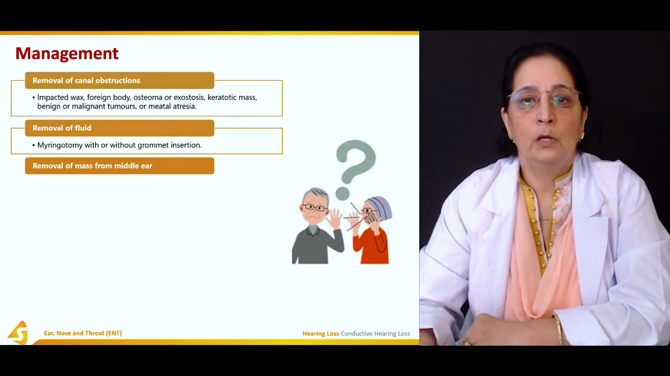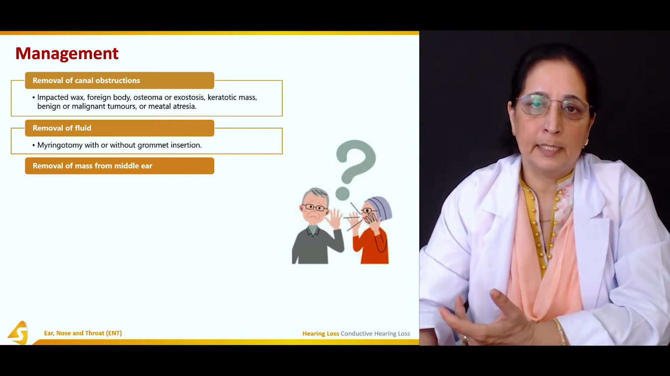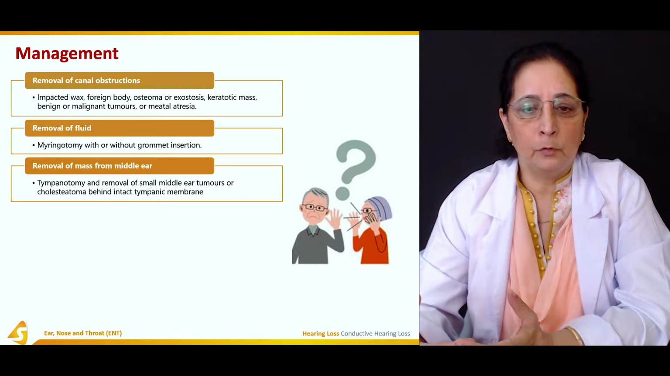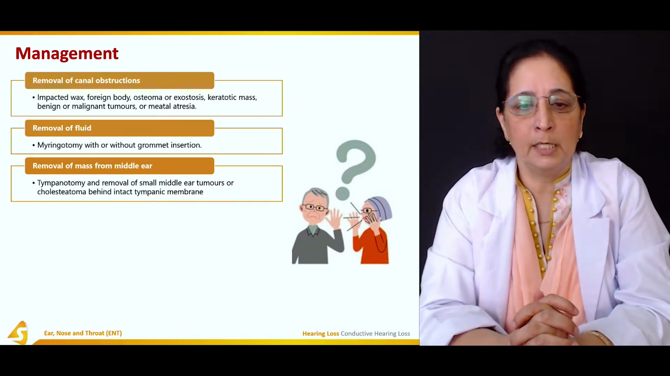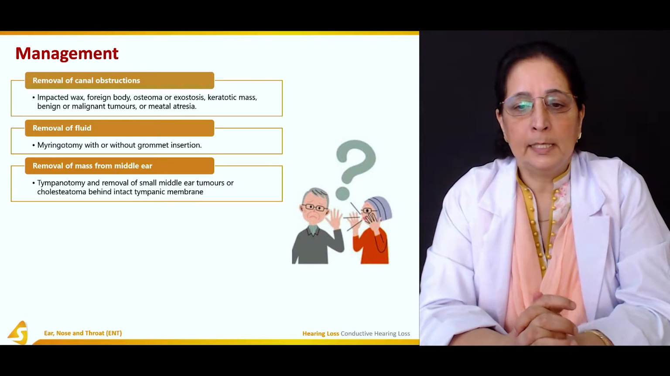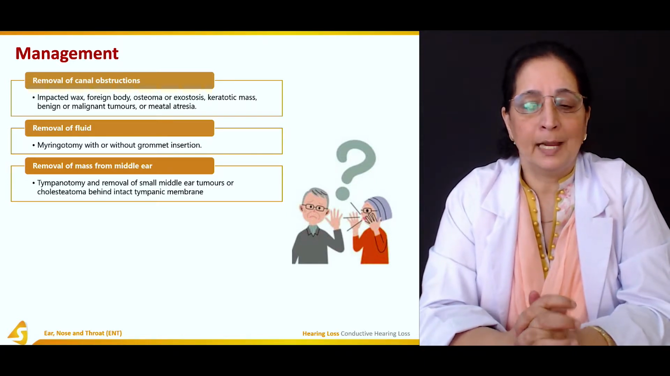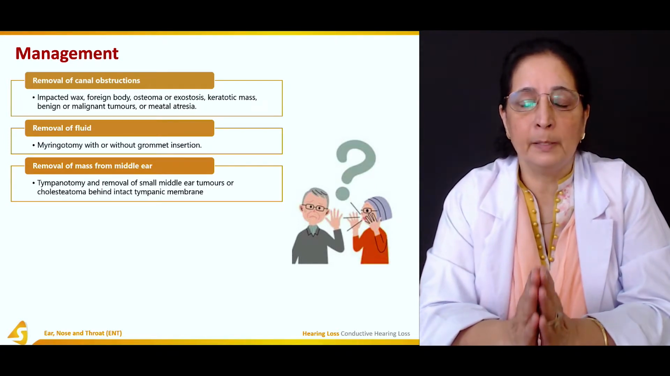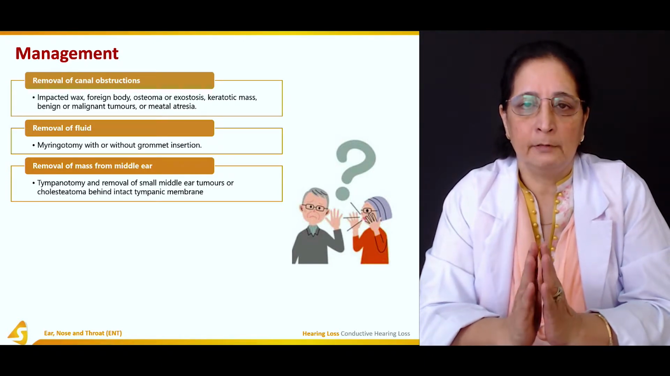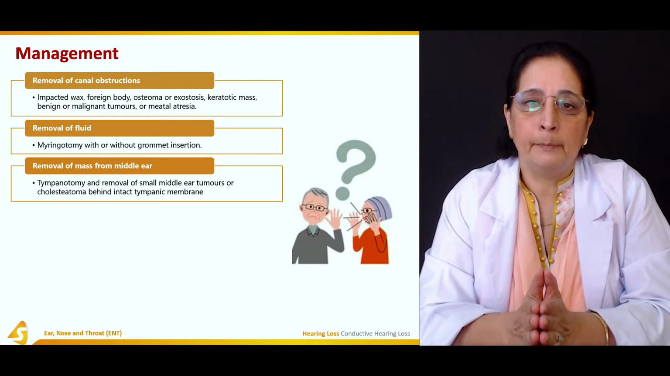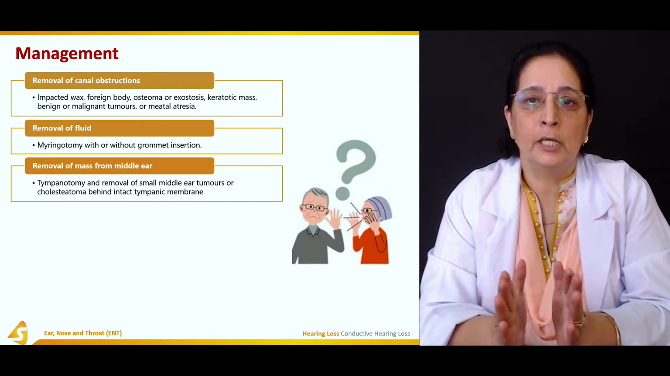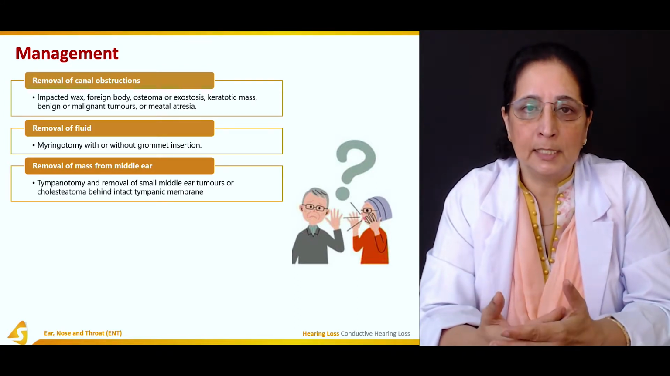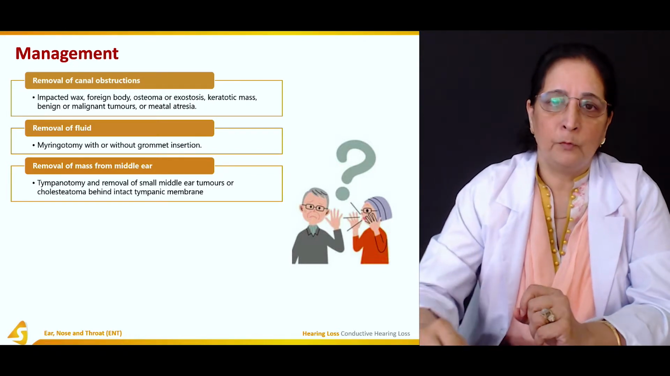Then next is removal of mass from the middle ear. If there is any mass, it should be removed. The procedure can be tympanotomy and removal of a small middle ear tumor or cholesteatoma behind an intact tympanic membrane. So how can we remove the mass from the middle ear? We should go through the tympanic membrane, and tympanotomy is the opening of the tympanic membrane, and any obstruction, any mass, any tumor can be removed by that procedure.